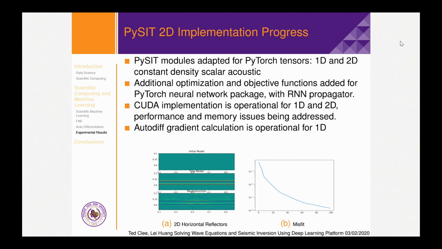One of the things that allows us to do is PyTorch comes with its own set of optimizers and loss functions, or objective functions, and we have incorporated those into this same inheritance framework that PySIT already has. So we've basically fit that stuff into the PySIT architecture. That was reasonably easy to do as well.